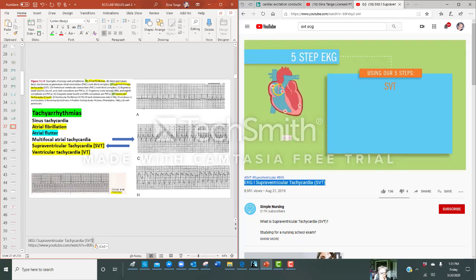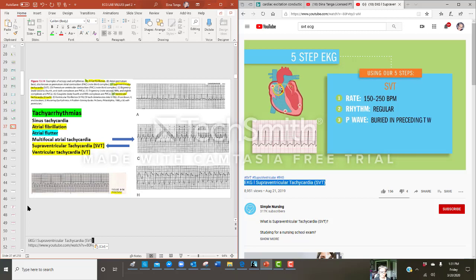So using our 5 steps, let's interpret this EKG. Step number 1 is the rate, 150 to 250. That's super fast. Step 2 is the rhythm. It's regular, guys. It's evenly spaced apart. Step 3 is our P wave. The atriums are contracting, but it's usually buried in the T wave. Now, step 4 is our PR interval. Usually it's not able to be measured because it's going so fast. And lastly, step 5, our QRS is normal and narrow.